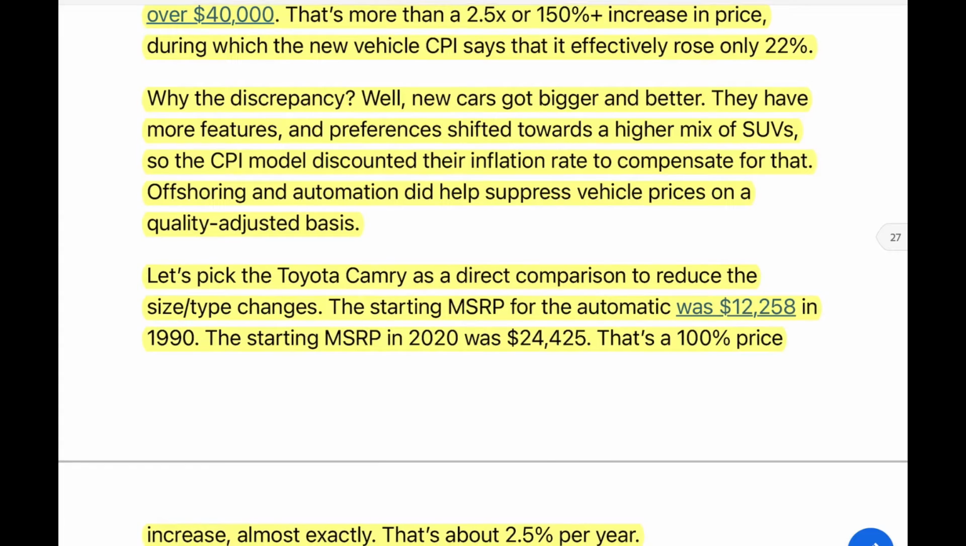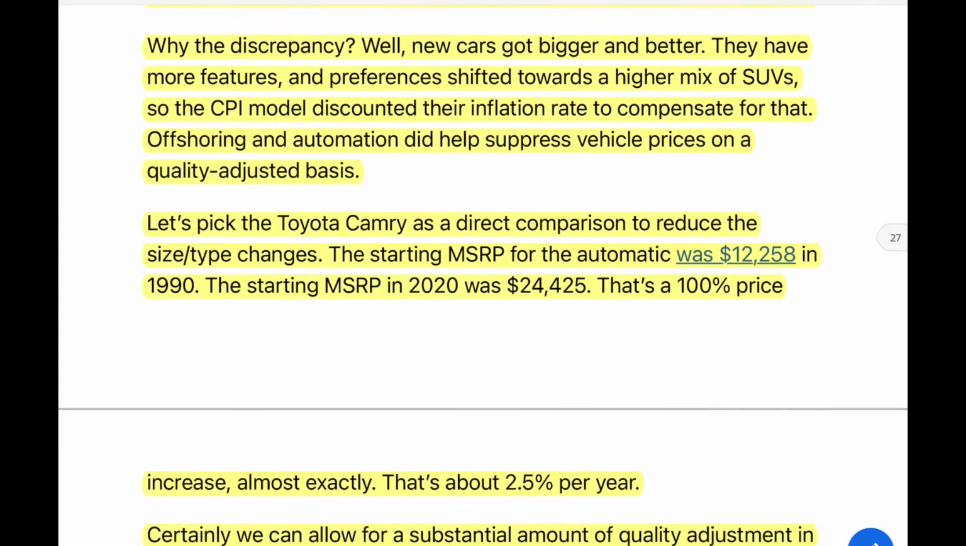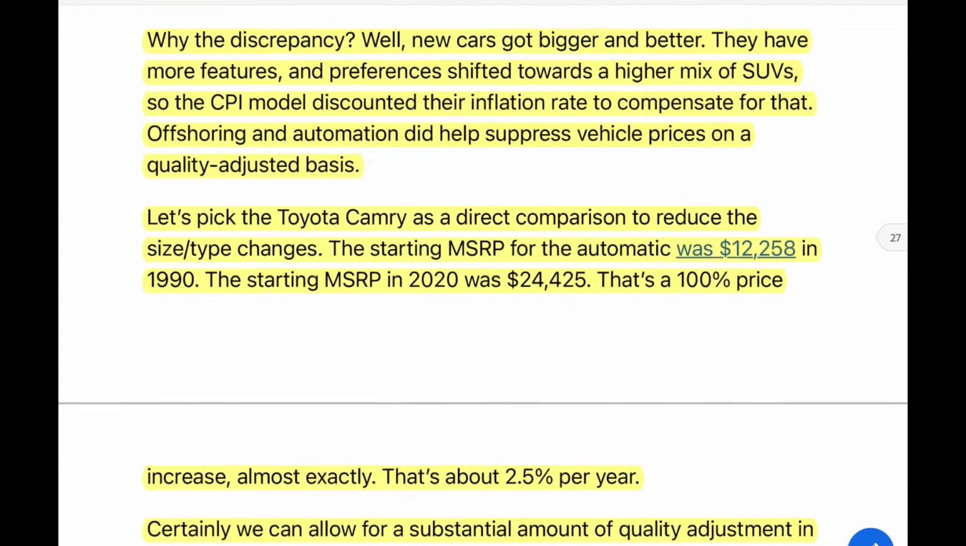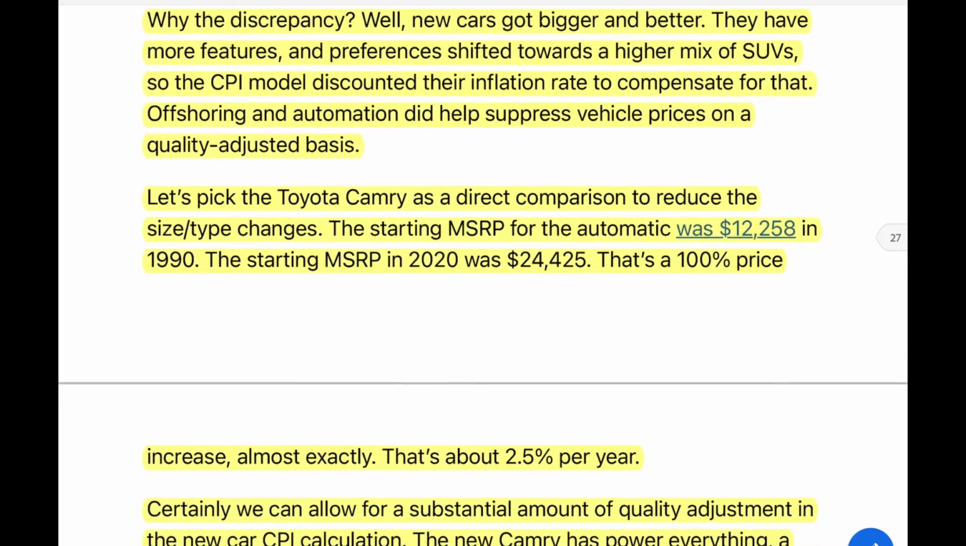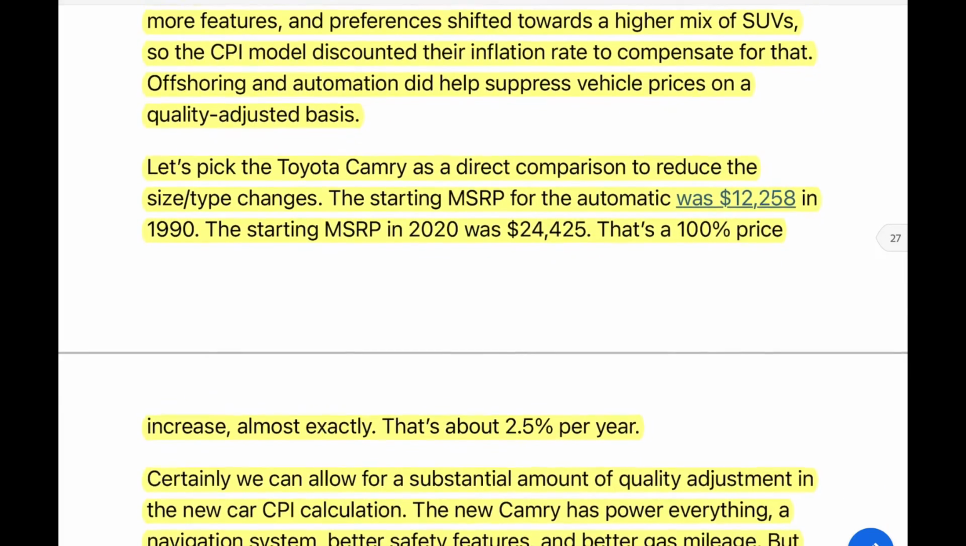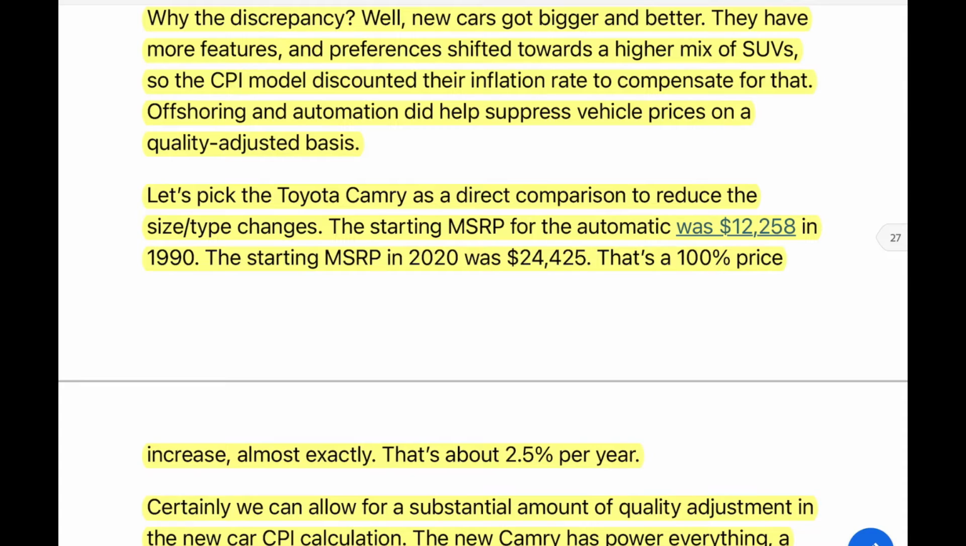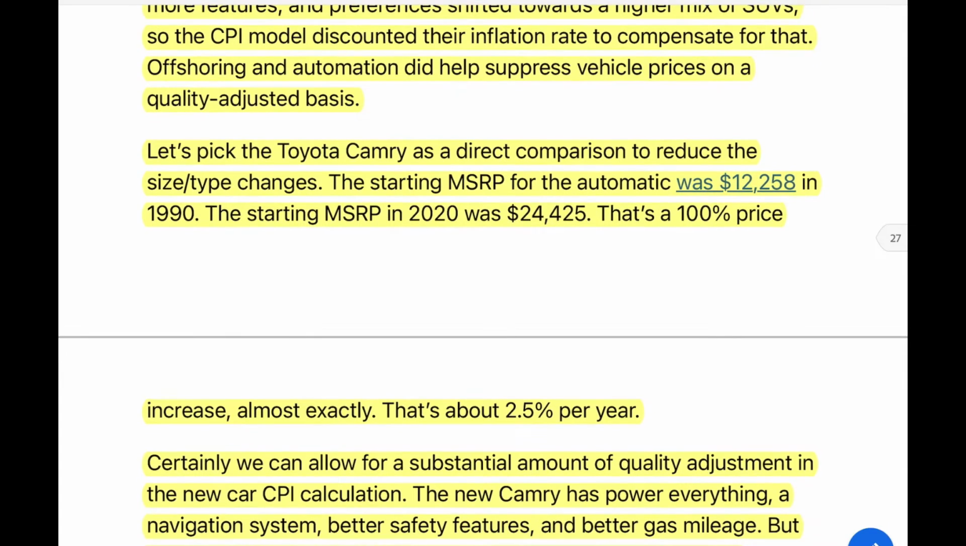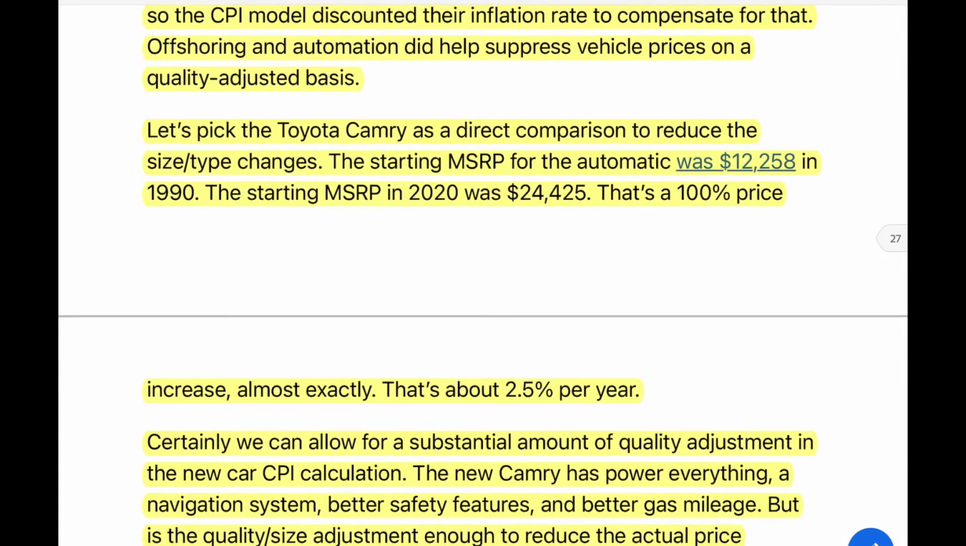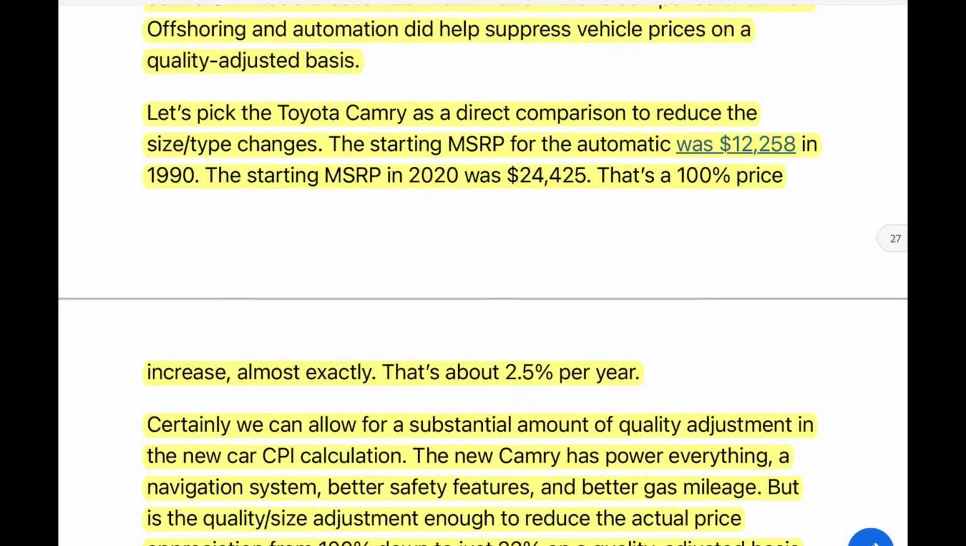So why is there a discrepancy? Well, new cars got bigger and better. They have more features, more preferences, and a shift towards a higher mix of SUVs, so the CPI model discounted their inflation rate to compensate for that. Offshoring and automation did help suppliers suppress vehicle prices on a quality-adjusted basis.